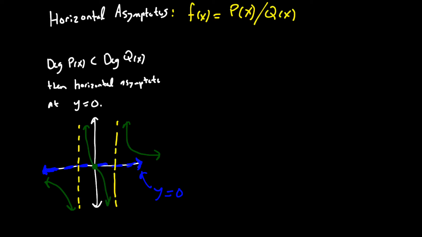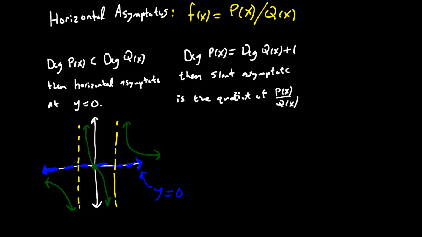The second case occurs when the degree of the numerator is greater than the degree of the denominator by exactly 1. Then our rational function will have a slant asymptote. The slant asymptote is given by the quotient of p of x divided by q of x. An example of a slant asymptote can be seen below.